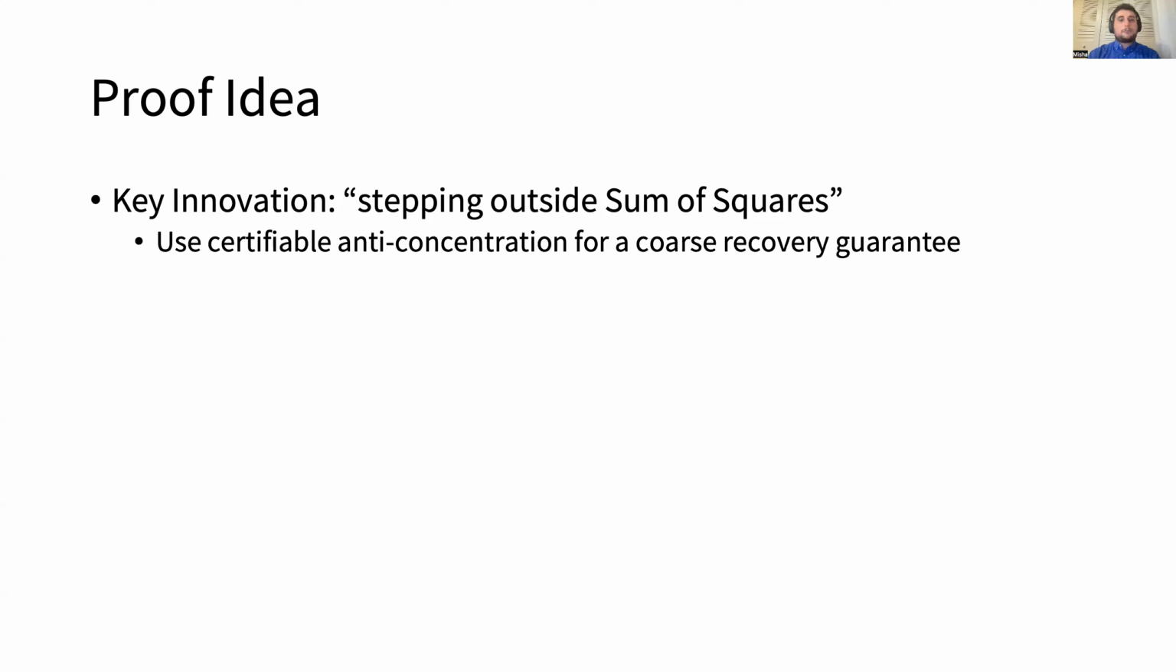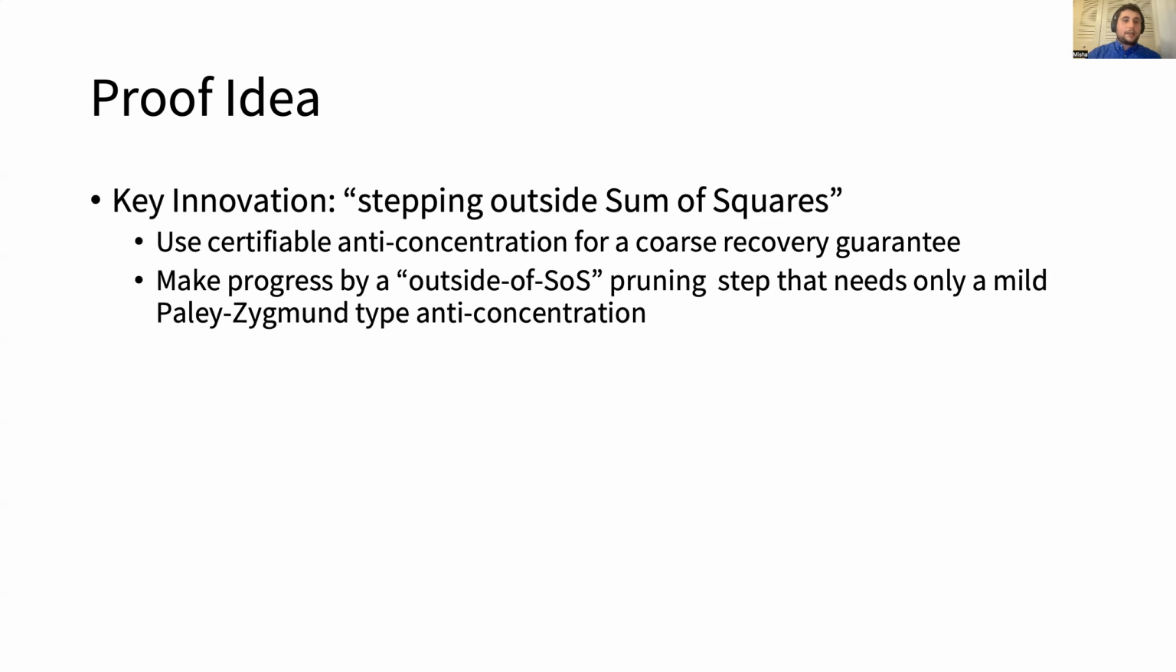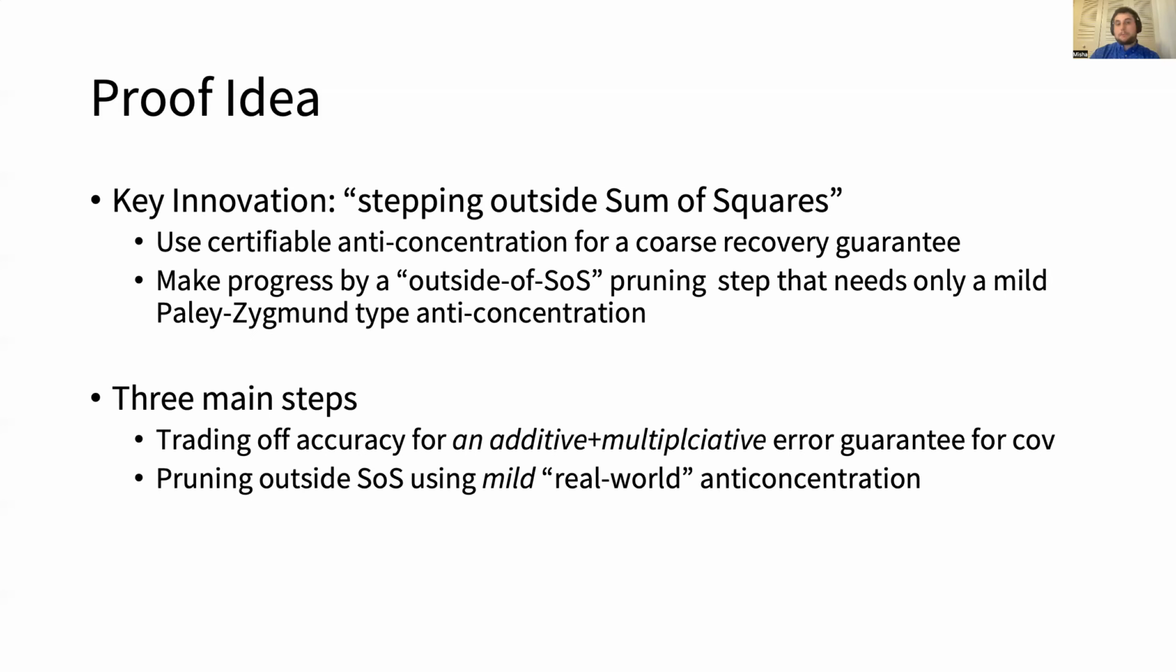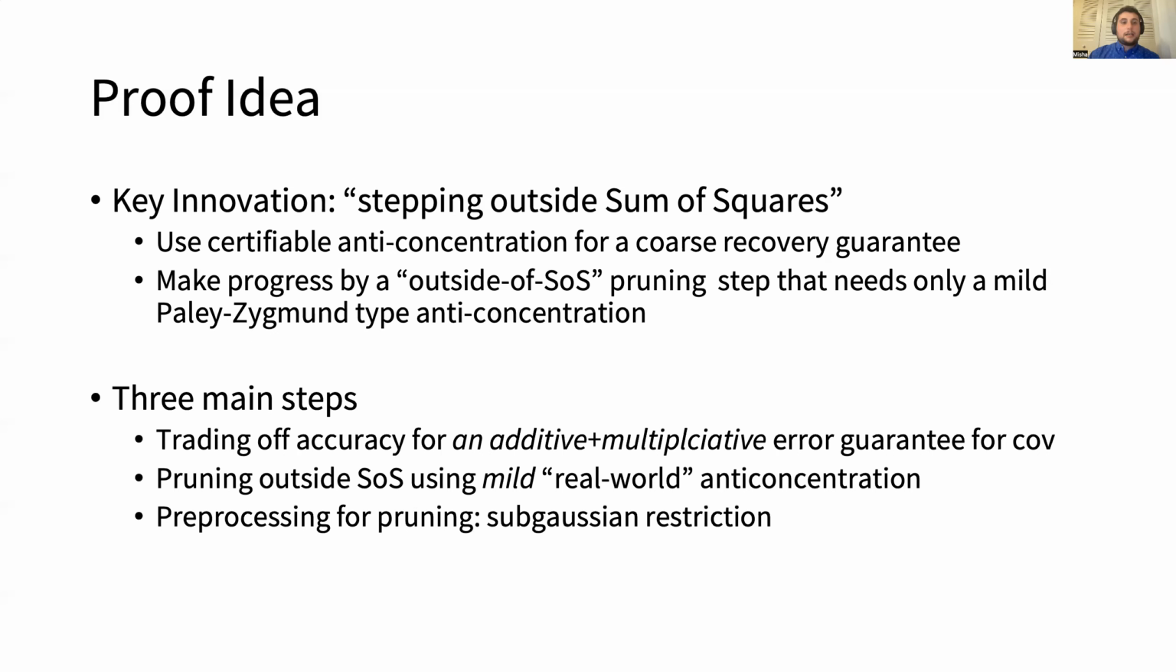The first part is using certifiable anti-concentration still for a coarse recovery guarantee. One important note here is that we're not using it to get a final result, as this would run into the same issues that prior works have. Then, to get around the fact that we don't get a final result from this, we make progress by going outside of SOS and using a pruning step that needs only a mild anti-concentration, which is true in the real world. And to do this, we also have a sub-Gaussian restriction process. So the 3 main steps: trading off accuracy, this is the first part, for an additive and multiplicative error guarantee for the covariance. Then we prune outside sum of squares using mild true anti-concentration. And finally, to pre-process for this pruning, we end up having to create an algorithm to restrict samples to be sub-Gaussian. Let's talk about each of these 3 parts after noting that iterating these steps will eventually find the final list.